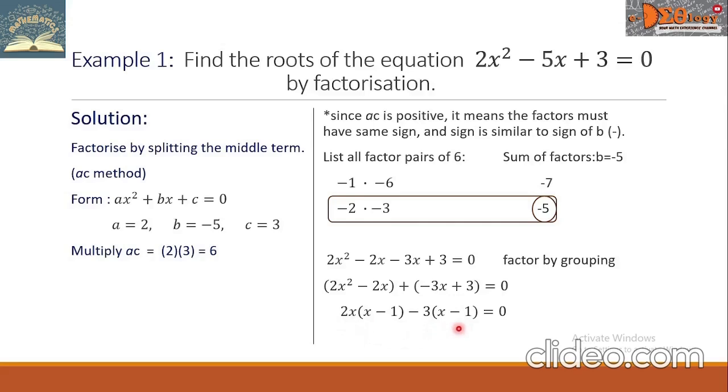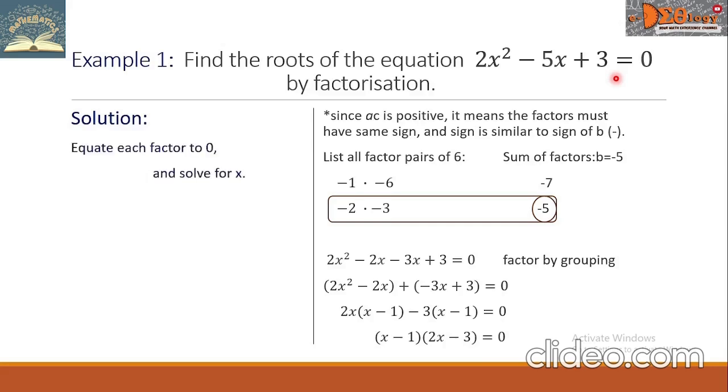Now, for the two groups, there is a common factor again. That is the binomial x minus 1. Let's factor it out. So it becomes like this. In the first group, what remains is the 2x. In the second group, what remains is the negative 3. These are now the factors of the 2x squared minus 5x plus 3.